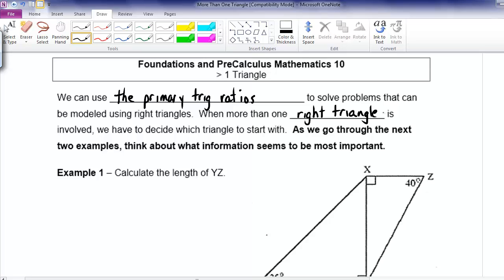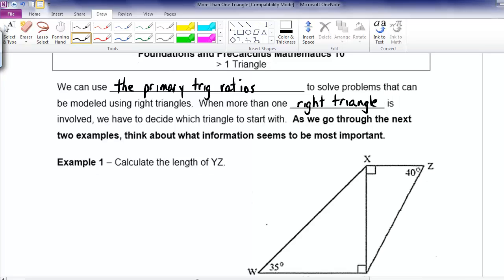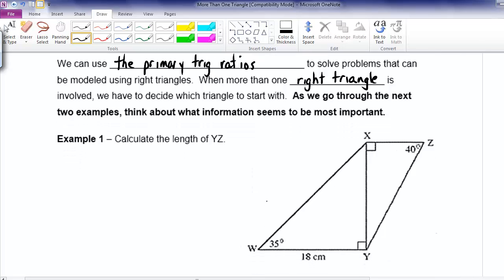If we can make more than one right triangle, what we're going to be able to do is answer questions, we're just going to have to do a few steps. So that's the big idea today: more practice doing trigonometry, and today, well, there's a few steps involved. So here's our first example, and as we go through these next two examples, I want you to think about what information seems to be the most important in order to ultimately ask the question.